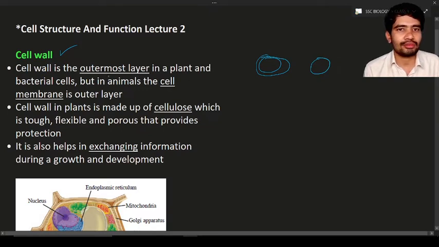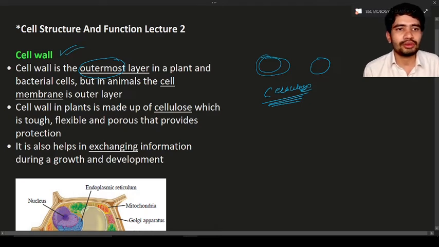The cell wall is the outermost layer in plant cells, but in animal cells the cell membrane is the outermost layer. Outermost layer means the outside layer. The cell wall in plants is made up of cellulose. What is cellulose? It is a material, and it is utilized for the production of the cell wall in plants. In bacterial cells, some other component is used. But remember, in plant cells, cellulose is the material used for the production of the outermost layer, that is, the cell wall.